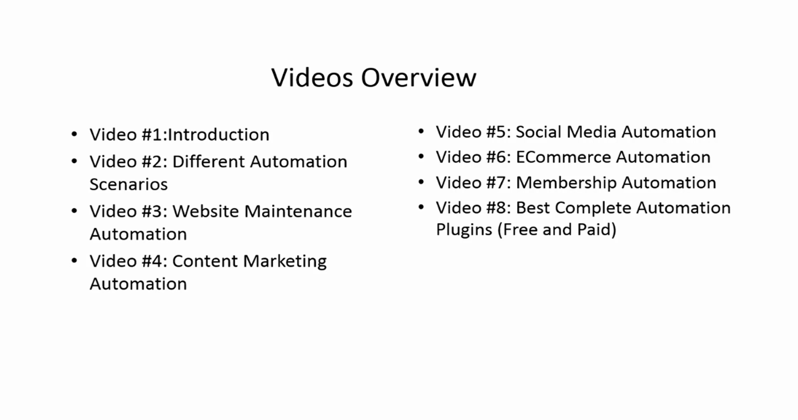And of course, last but not least, video number 8, we'll talk about the best complete automation plugins. We'll talk about free ones and we'll talk about paid ones. Now, what exactly is this? Well, when you look at different parts of these videos, these entail different WordPress plugins, a lot of times just individual plugins that relate to each of these. When we're talking about complete automation, these plugins will allow you to have different parts of your website communicate with each other. In other words, you're creating a bridge between all of those other plugins.